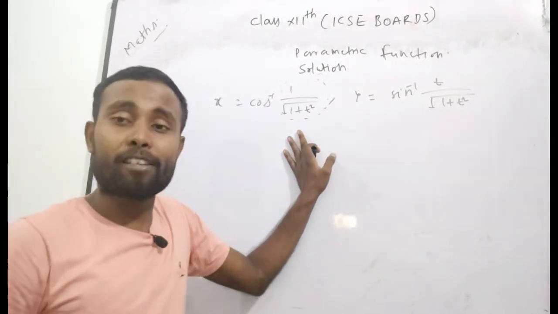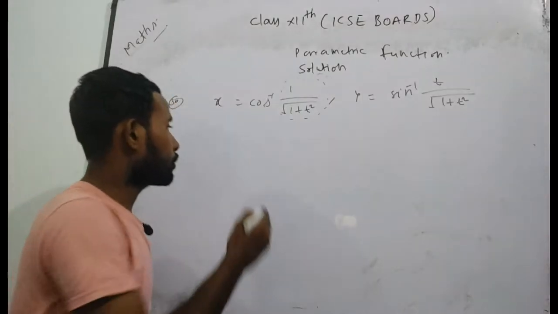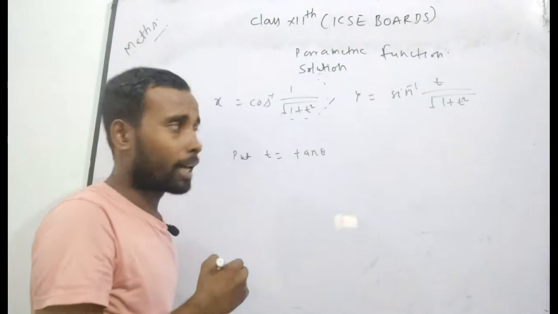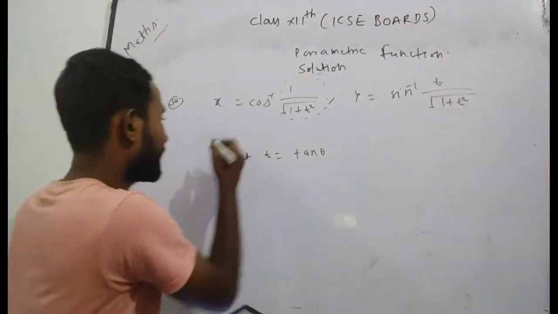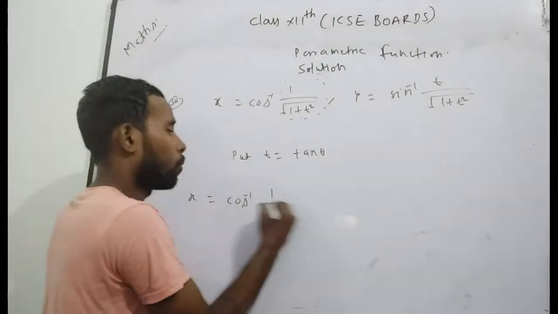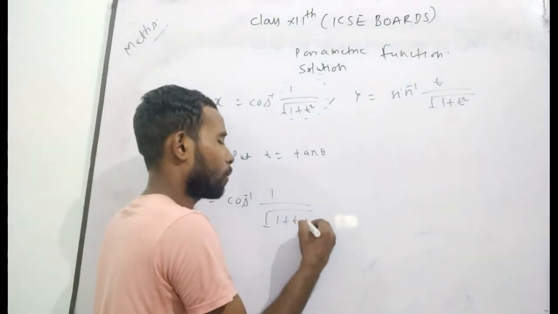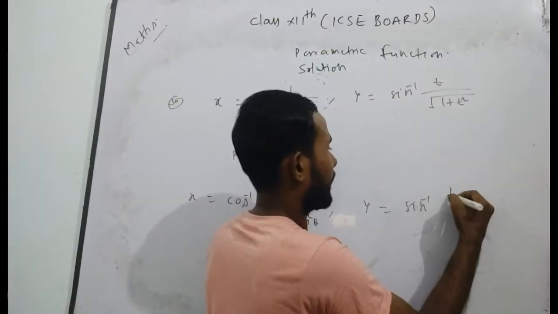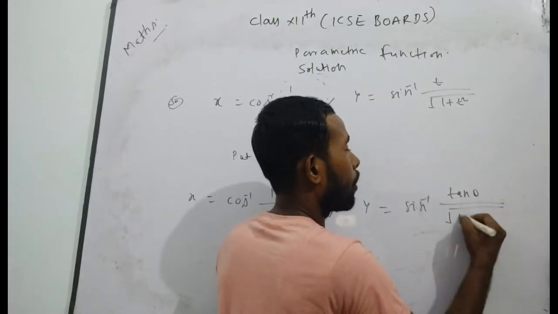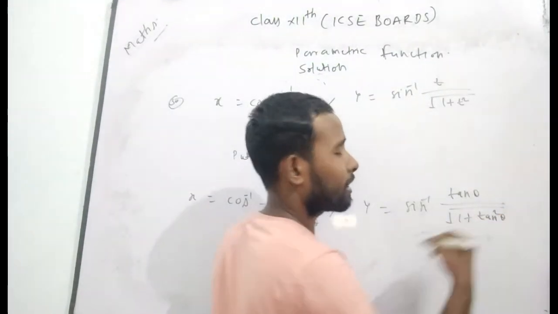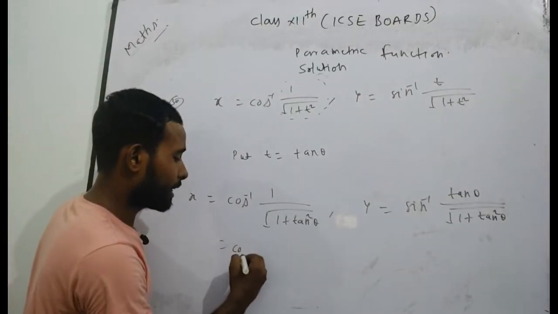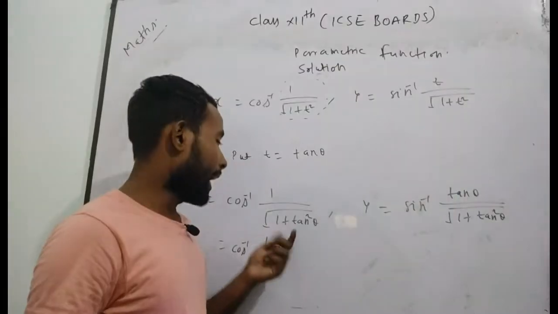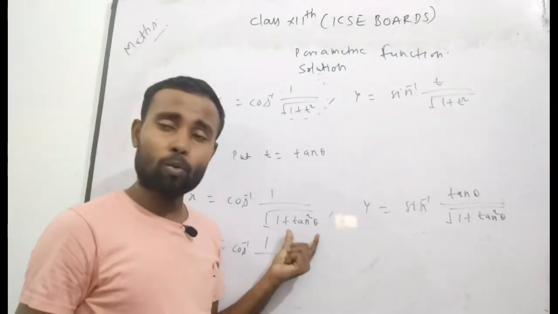By which process? By the substitution process. Substitution means put t equal to tan theta. If you put t equal to tan theta, you will get x equal to cos inverse of 1 upon under root 1 plus tan square theta, while y is equal to sin inverse of tan theta divided by under root 1 plus tan square theta. As you know, sec theta is root under 1 plus tan square theta.